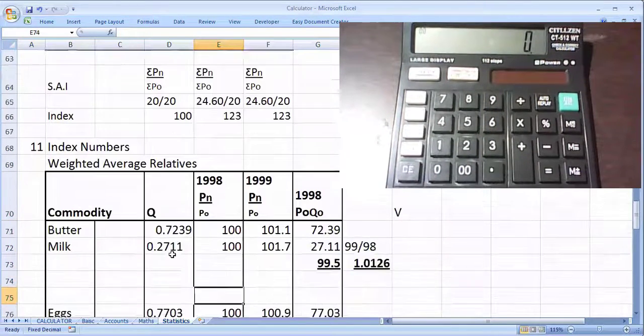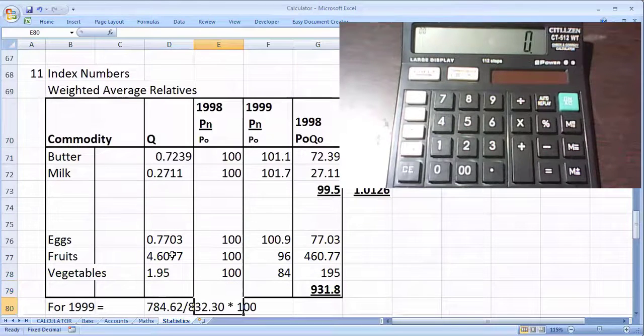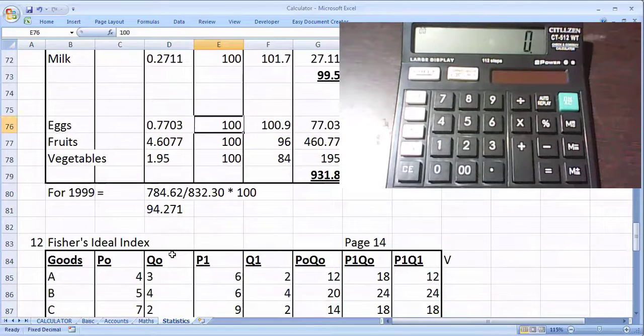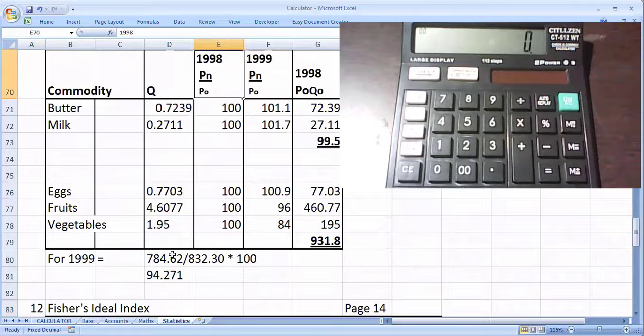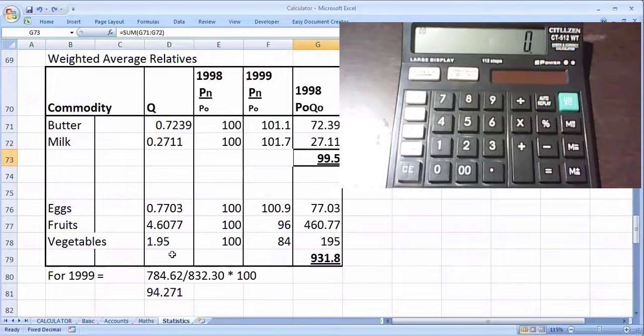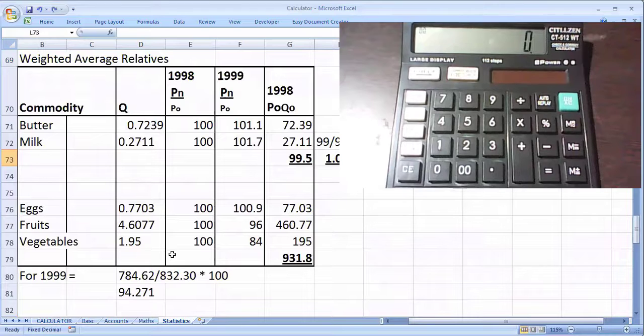Okay, so coming to the other one now. Index numbers, weighted average relatives. This is a very, very important point, right? What is this? I have split it, right? I'm showing why it is coming like this. Okay, can you see the values here? Weighted average relatives: butter, milk, they have given some Q values, and P, that is current year by base, everything.